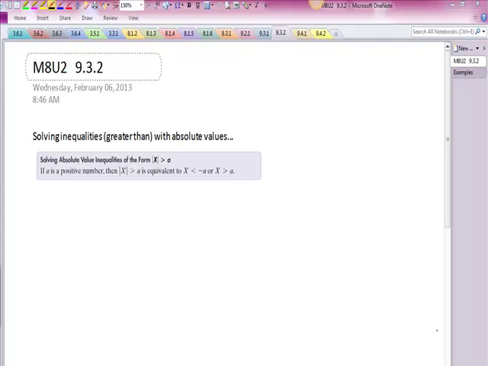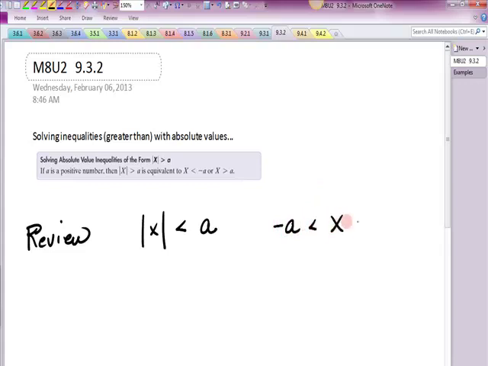In this lesson, we're going to continue to work on solving inequalities with absolute values, but we're going to move on to greater than. Before we do that, let's review. When you have the absolute value of some expression in terms of x is less than a number, then your solution looks like negative a is less than x, which is less than a. You get the between notation.